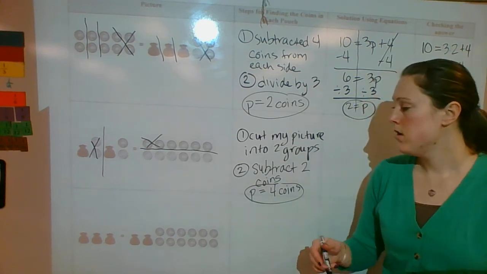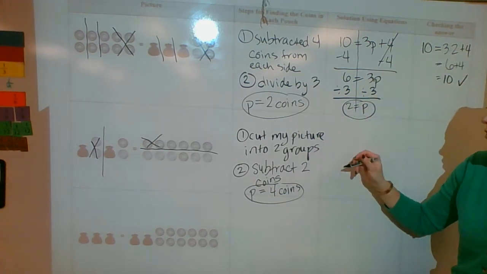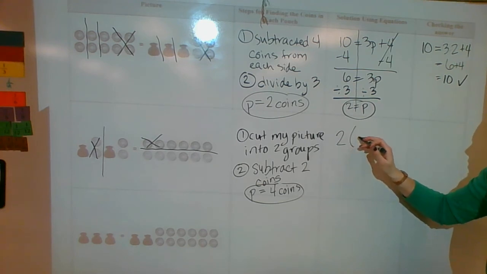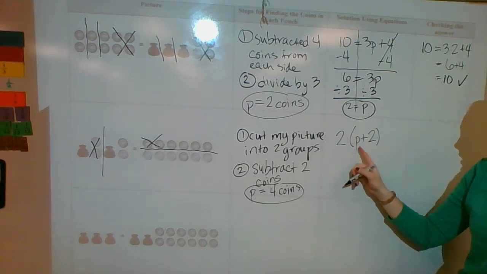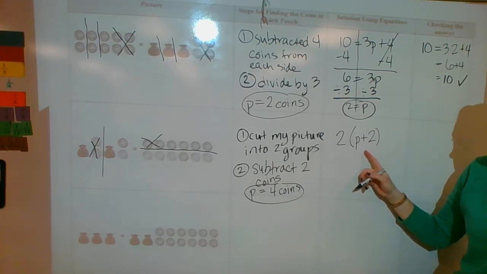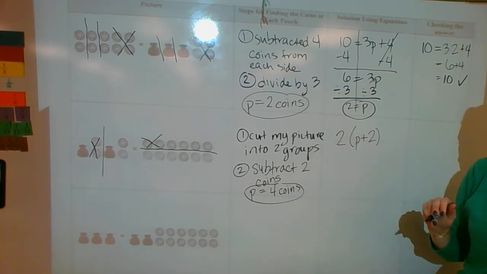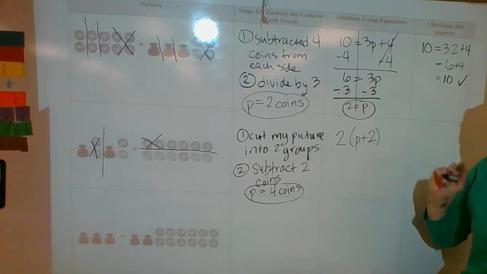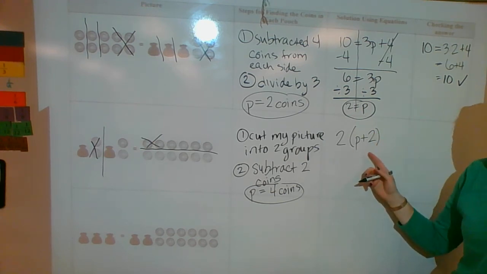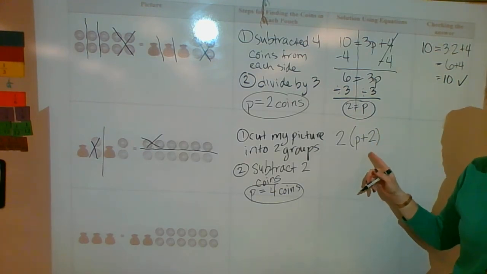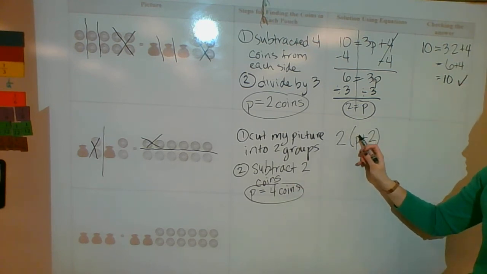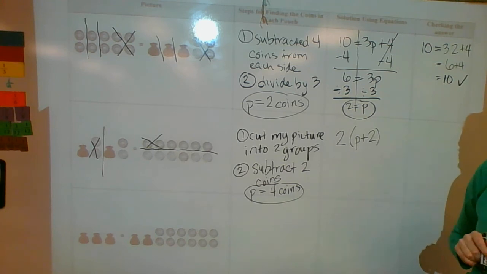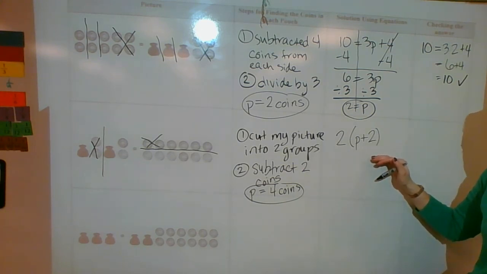The reason being, if I wrote my equation in terms of 2 groups, it would look like this. Notice that looks like how we did it before we distributed. So I have 2 times the pouches and 2 times the 2 made the 4. Remember, this is what we call the factored form. So it's up to you. If you think this is a little too complicated, go ahead and just solve it as 2p plus 4 and don't worry about writing it in the factored form.